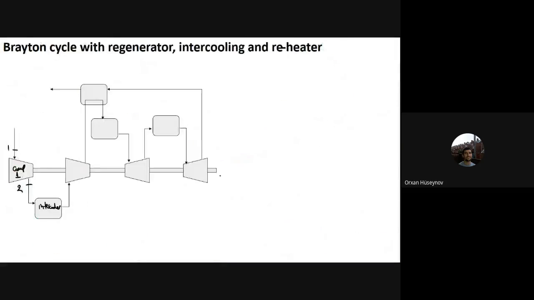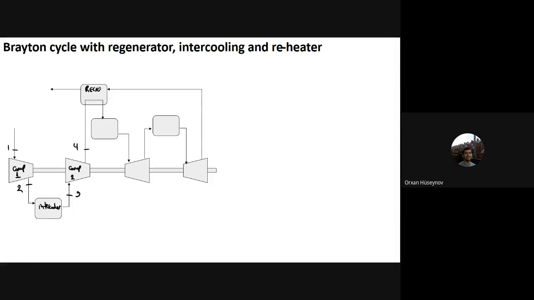And now we are doing the same stuff here, and I am adding an intercooler between compressor 1 and compressor 2, and the temperature is dropped. Okay, and then you have the second stage by compressor 2. So you will have that 3, and then you will have that 4.